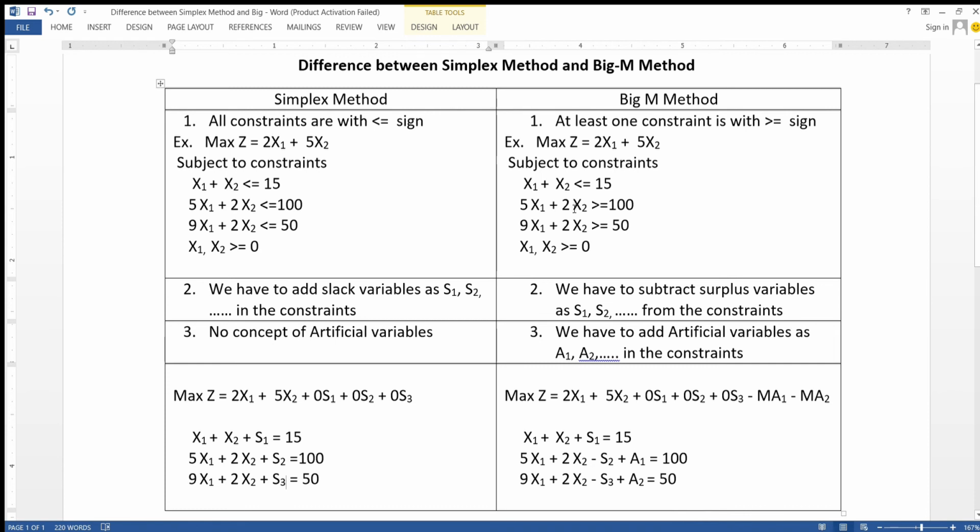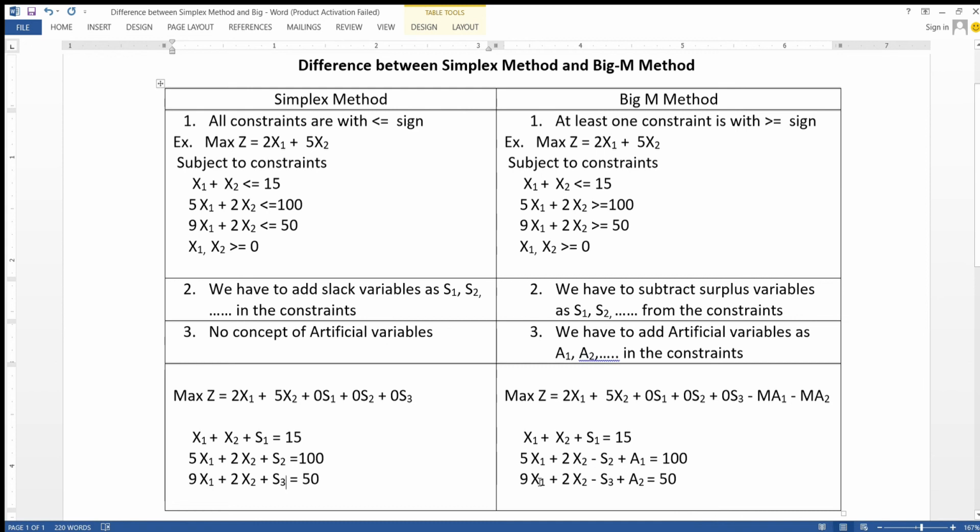But in the second and third constraints, there is a greater than or equal to sign in both. So here we have to subtract a surplus variable. So the equation will be 5x1 plus 2x2 minus s2, as well as we have to add an artificial variable a1, so plus a1 which is equal to 100.